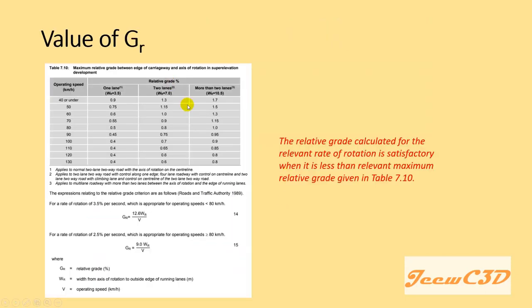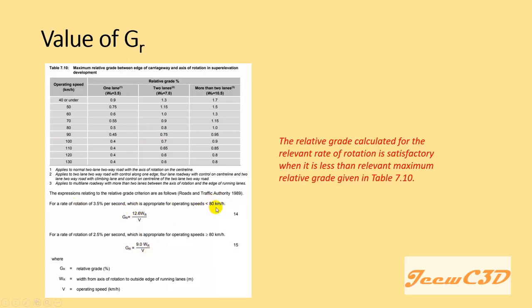So here you have values for GR. For one lane, if the lane width is 3.5, you have the GR values. You can remember we have this GR range, meaning the maximum relative gradient. So we had this in the RDA design guidelines too, but in Australia there's a little more difference, because you can calculate GR from this equation, either for this one or this one, depending on your speed.